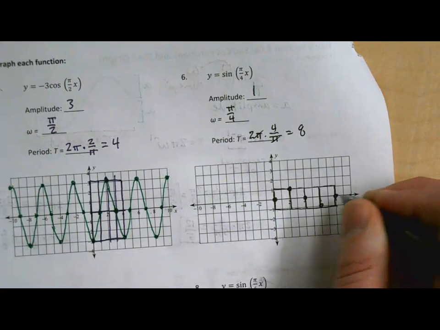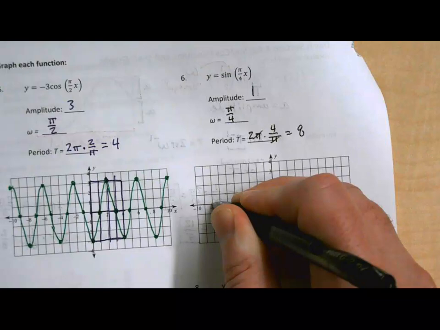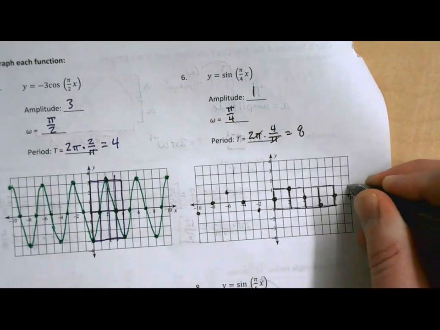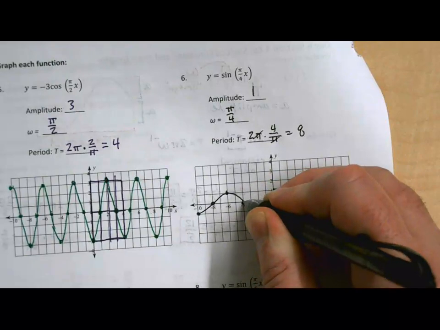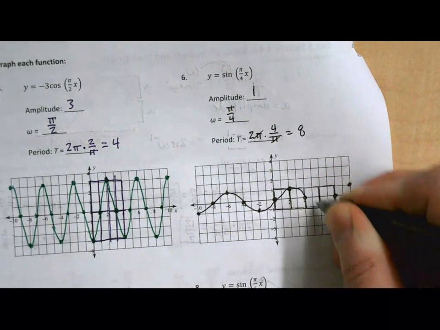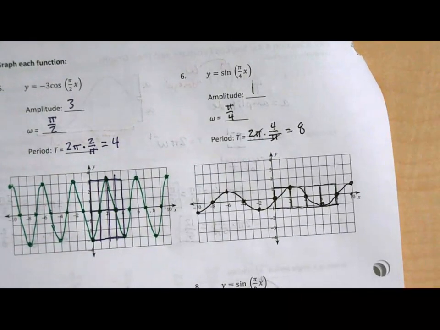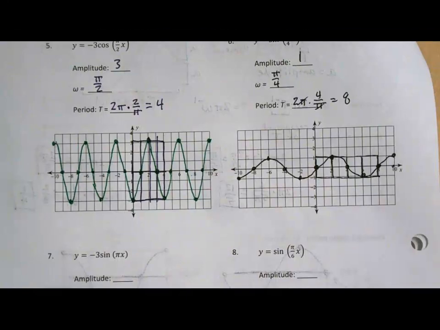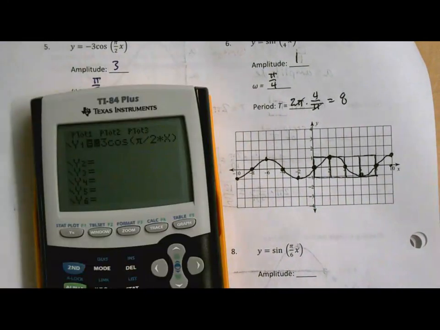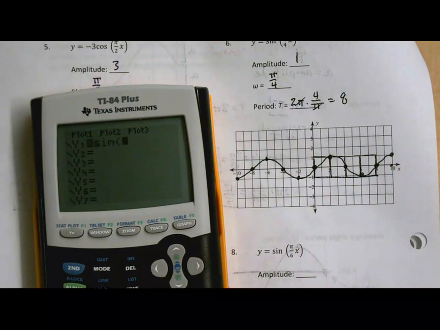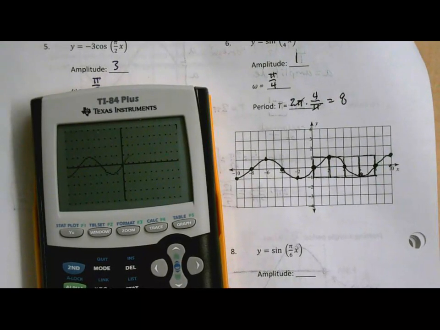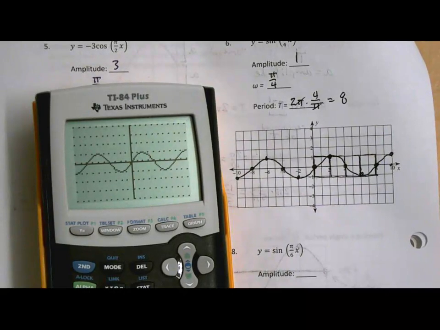So, every 4, I have an x-intercept. And while you guys are wrapping up, I'm just going to check this with my calculator. That looks wonderful.